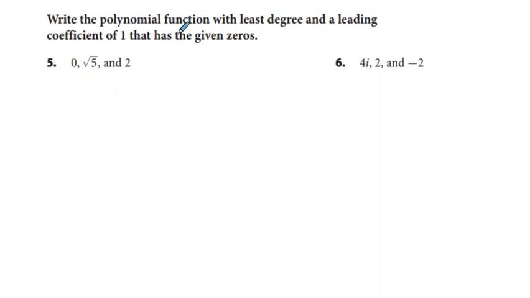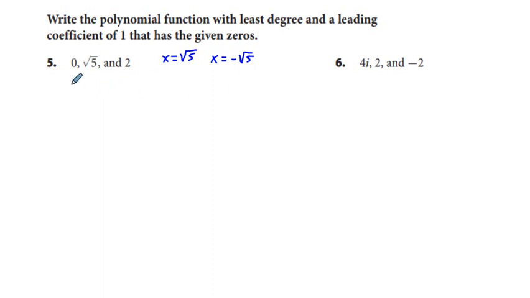Okay, in this set here, write the polynomial function with the least degree and a leading coefficient of 1 that has the given zeros. It doesn't say this, but we're going to put this in standard form, going from factored form to standard form. We have the zero x equals square root of 5, and because we have an irrational number as a root, they come in pairs, so x also has to equal negative square root of 5.